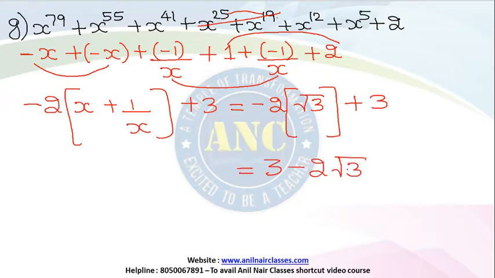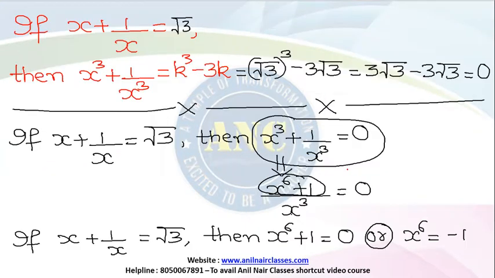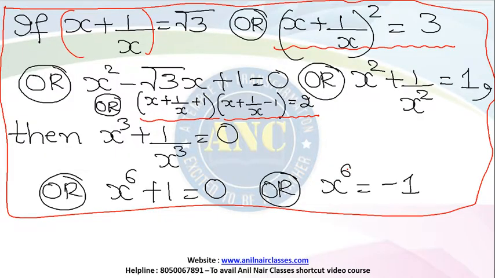I hope the idea for these questions is very clear, and this is exactly the way you need to solve this kind of questions. Once again I am saying it before moving on to the next problem, this particular table should be very clear. If the condition given is x plus 1 by x equal to root 3, or x plus 1 by x whole square equal to 3, or x square minus root 3x plus 1 equal to 0, or x square plus 1 by x square equal to 1, or I can also write it as x plus 1 by x plus 1 into x plus 1 by x minus 1 equal to 2.